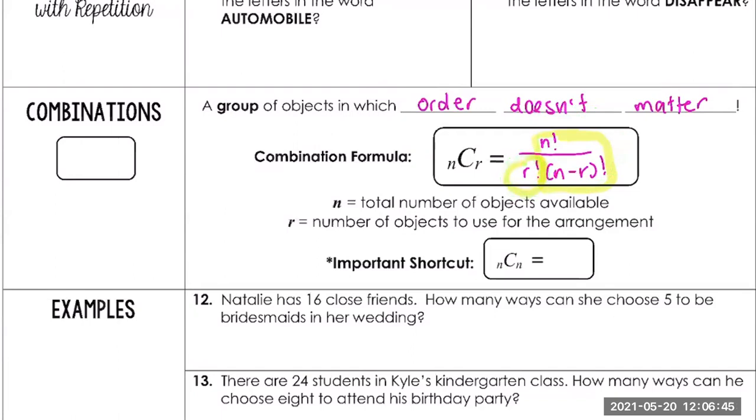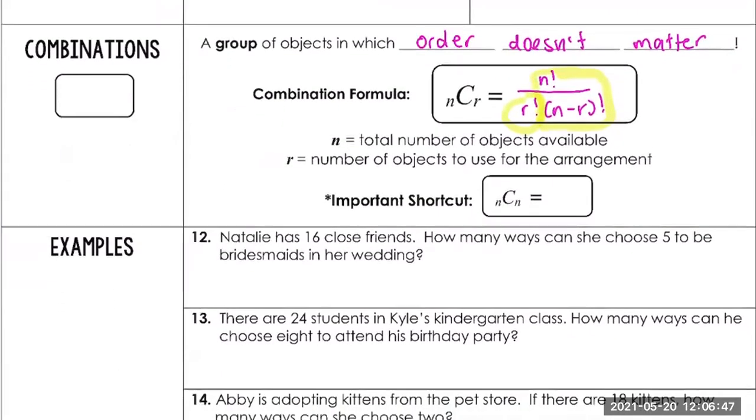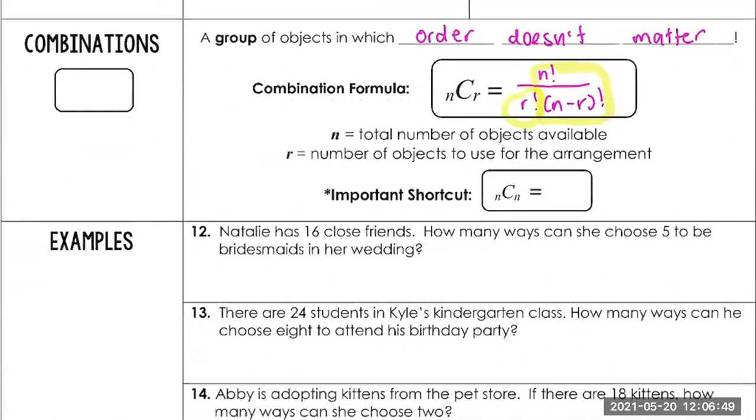And so what we're going to do is let's look at a specific example. You're going to know it's a combination if you're like, okay, well, it doesn't matter who I pick first, and if it's a group. Okay, so Natalie has 16 close friends. How many ways can she choose 5 to be her bridesmaids? So the 16 is going to be the total number, just like with permutations. And 5 is going to be the subgroup, or your r value.